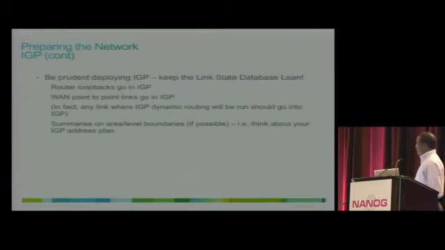So it's very important that your link state database is lean. So you don't want to inject BGP into your IGP or inject your customer networks into IGP. That will make your IGP large and reduce your convergence time for IGP. And convergence time of IGP is very, very important.